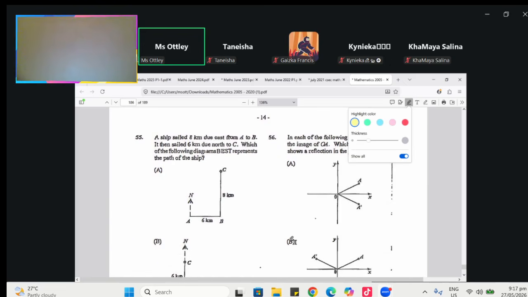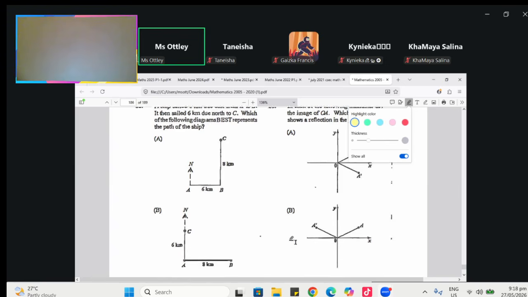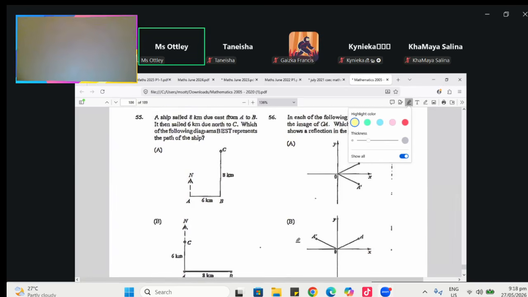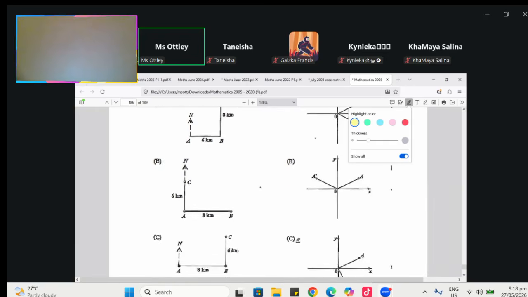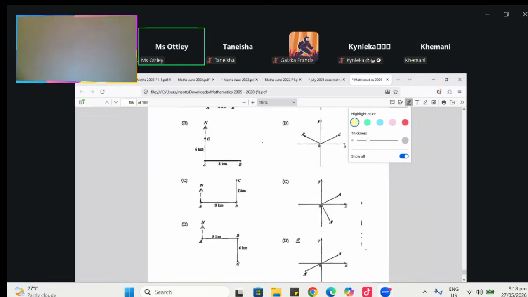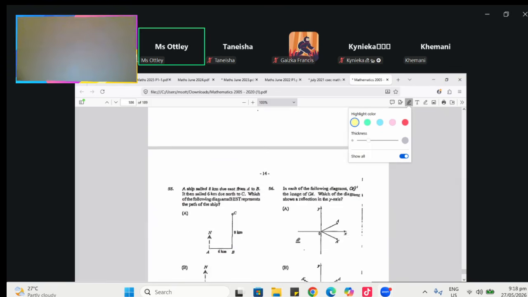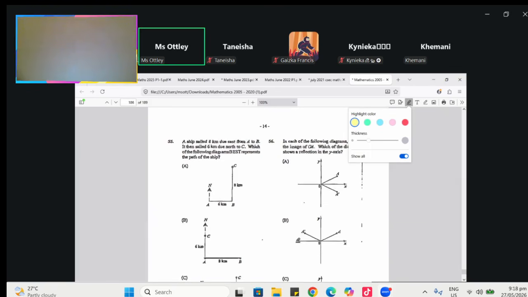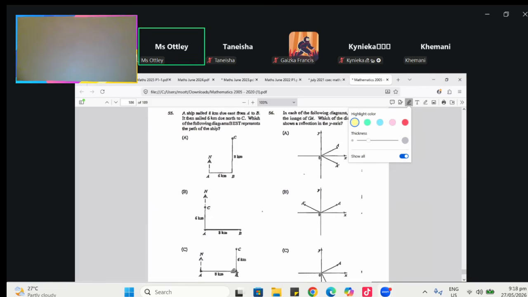All right. A ship sailed 8 kilometers due east from A to B. It then sailed 6 kilometers north to C. Which of the following best represents the path of the ship? So look at A. I'll scroll down for you all to see one by one, okay? A, B, C, and D. C. The ship went east 8 kilometers from A to B. Then it went north 6 kilometers from B to C.